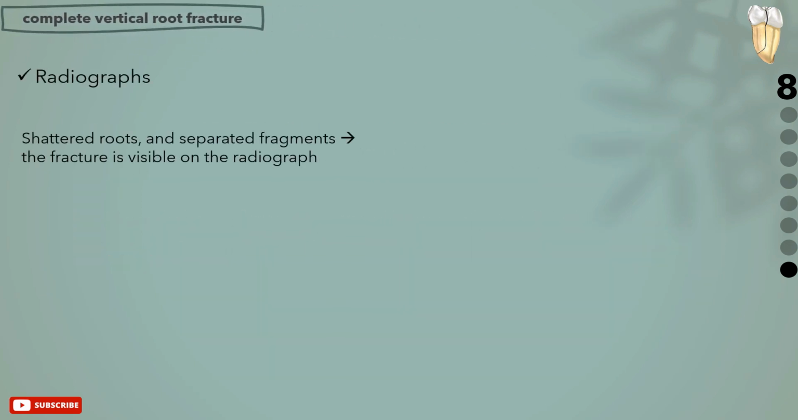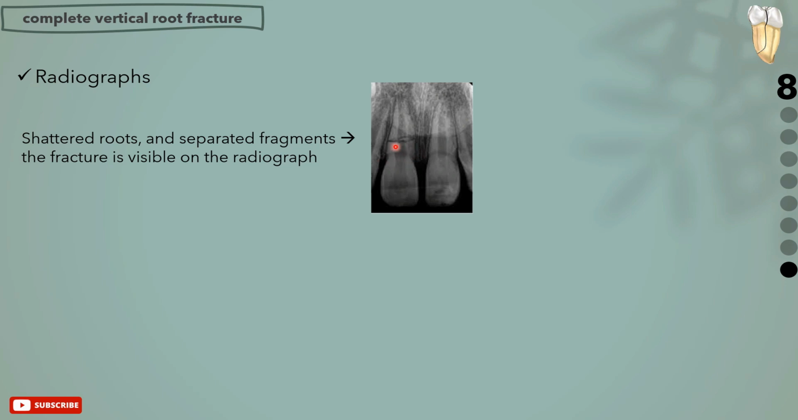Number 8. Radiographs. Know that the angulation of the X-ray beam and the degree of separation of the fractured parts or fragments of the root will determine how easy it is to use radiographs to diagnose root fracture. If the root fragments are separated, the fracture will be visible on the radiograph, like in the case of horizontal root fracture, which can easily be seen.